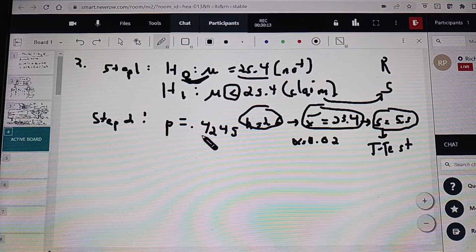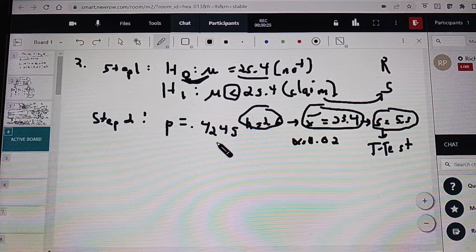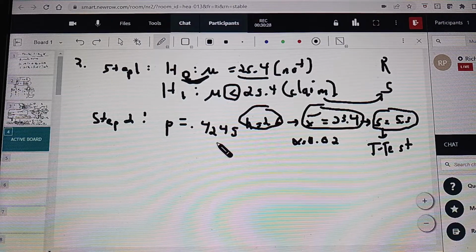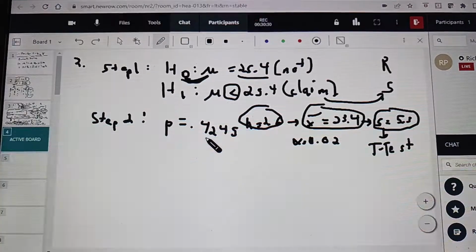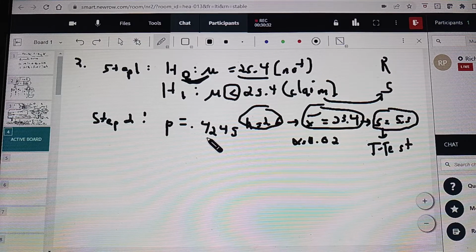This is saying there's a 42% chance of seeing that happen. A 42% chance that if the null is actually true, you would see as low as 23.4 in a sample. That could happen. If there was a 40% chance of rain and it rained, you wouldn't be shocked. But if the probability is 1% for rain and then it rains, you're probably wondering how the heck that happened. So 0.4245.